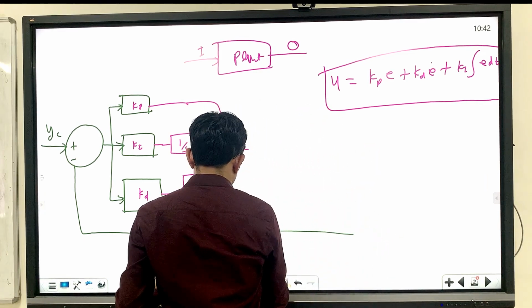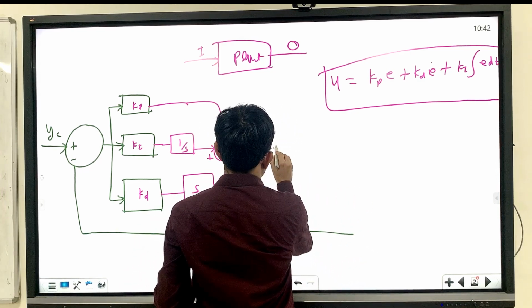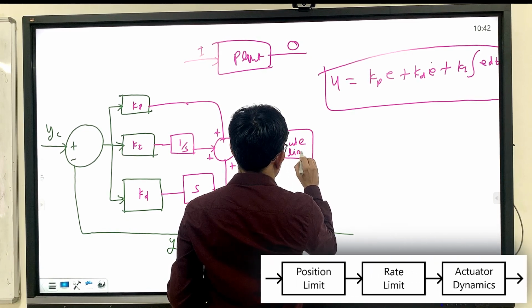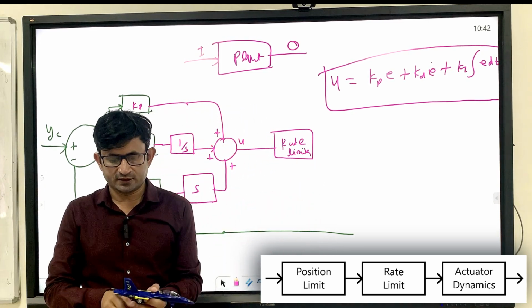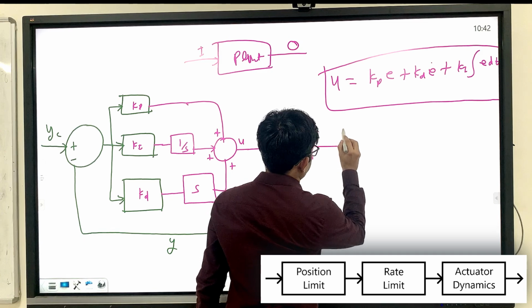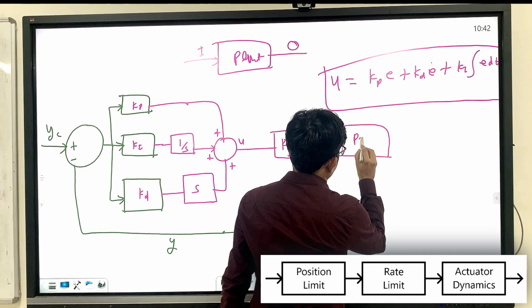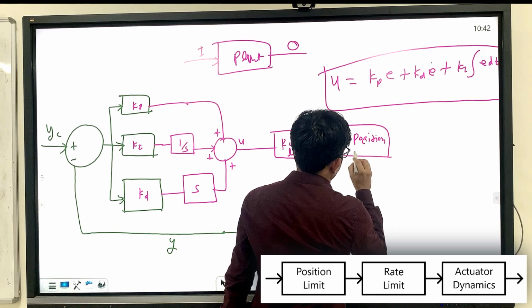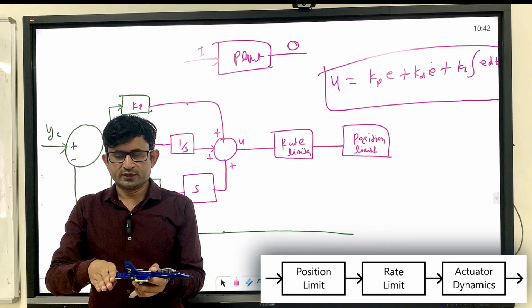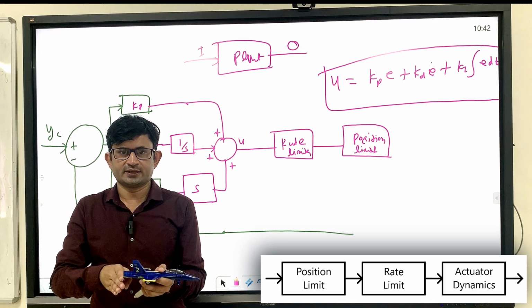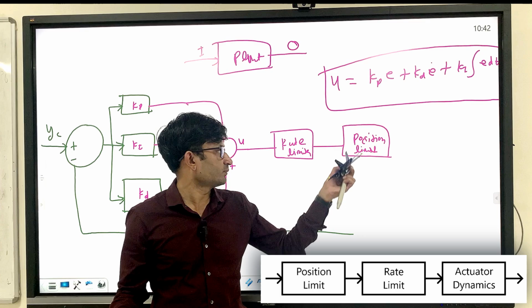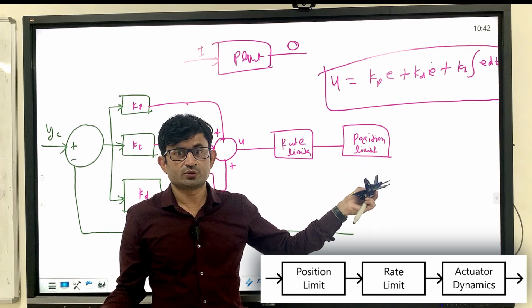What will be the physical constraint? You can put the first constraint as a rate limiter, that is how fast or how slow your actuator is moving, and then you put the position limit. That means you will limit your position to 10 degree, for example in this case, and 15 degree down in this case, or in the motor case you cannot provide more than 10 Newton thrust, so you can put 10 Newton as the upper limit and 0 as the lower limit.